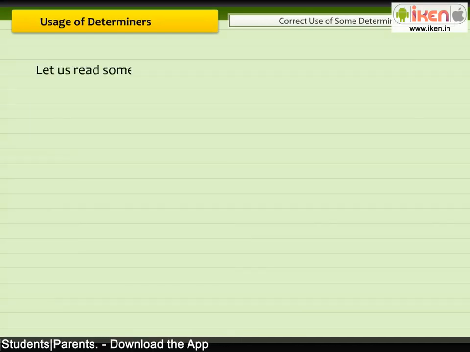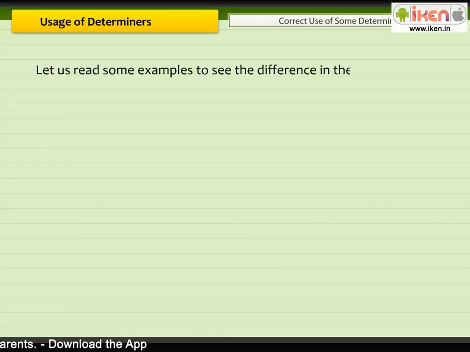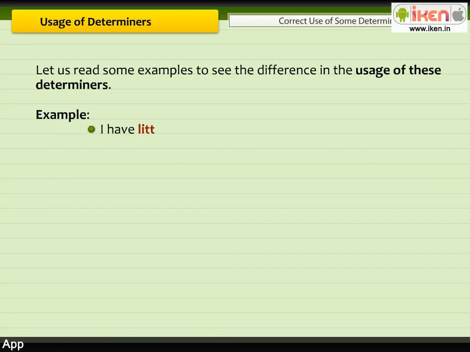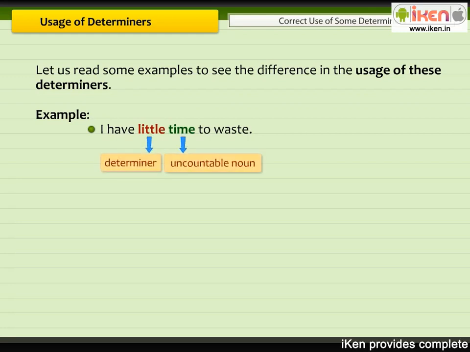Let us read some examples to see the difference in the usage of these determiners. For example, I have little time to waste. The determiner little is used with the uncountable noun time. This sentence means that I hardly have any time to waste.